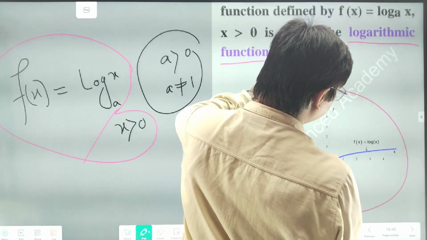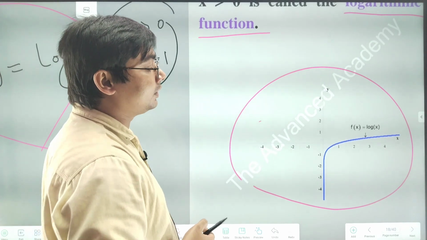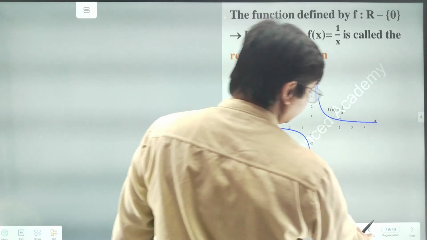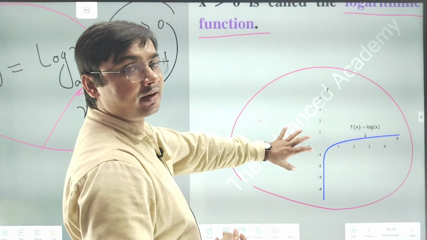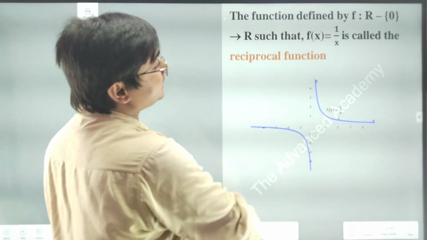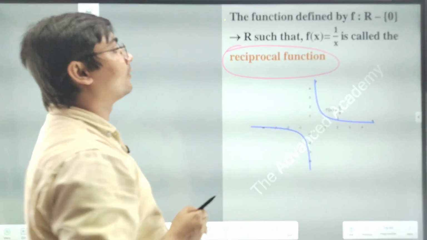Yes, you remember, you see here this is the function for log. Okay, so here you see this is the graph for log function. Yes guys, so you see there is another function which is called reciprocal function.